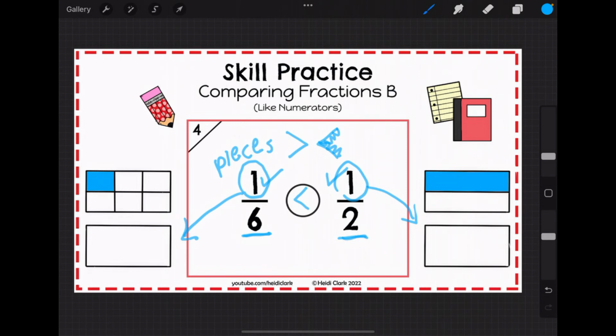So I want you to remember for next time, if the numerators are the same, you don't even have to think about them. You're just going to look at the denominators. Are you going to pick a big denominator or a small denominator if you want a big piece of cake? Small denominator is always better if you want a big piece of cake, and the numerators are always the same.